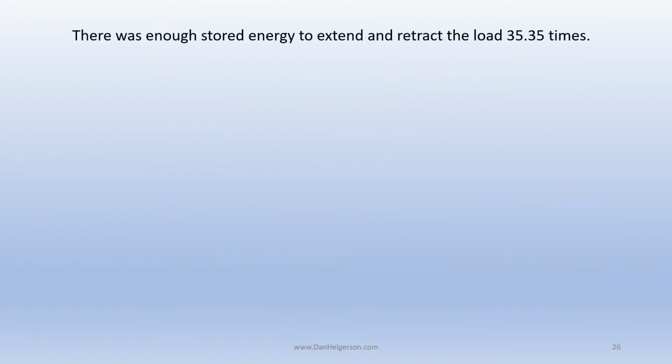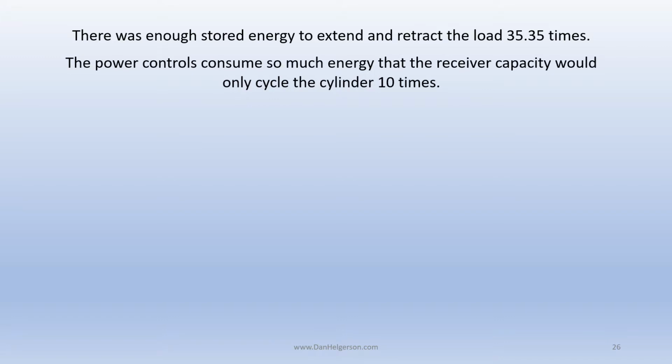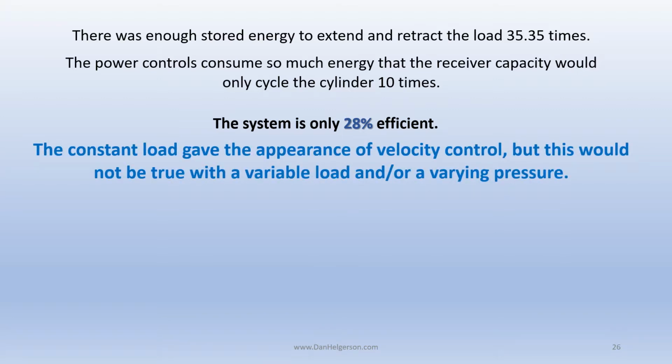There was enough energy stored to extend and retract the load 35.35 times, but the power controls consumed so much energy that the receiver capacity could only cycle the cylinder 10 times. The system is only 28% efficient. The constant load gave the appearance of velocity control, but this would not be true with a variable load and/or a variable pressure.